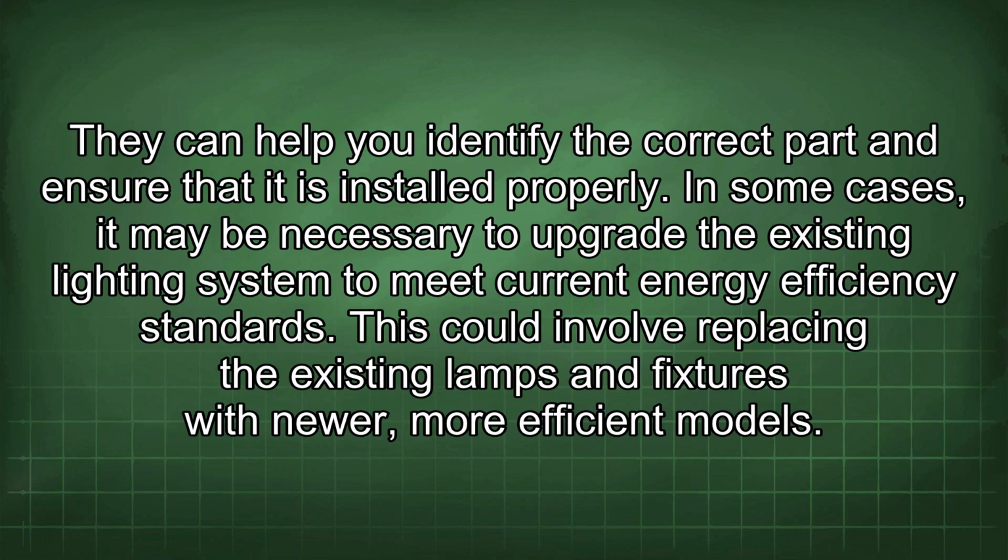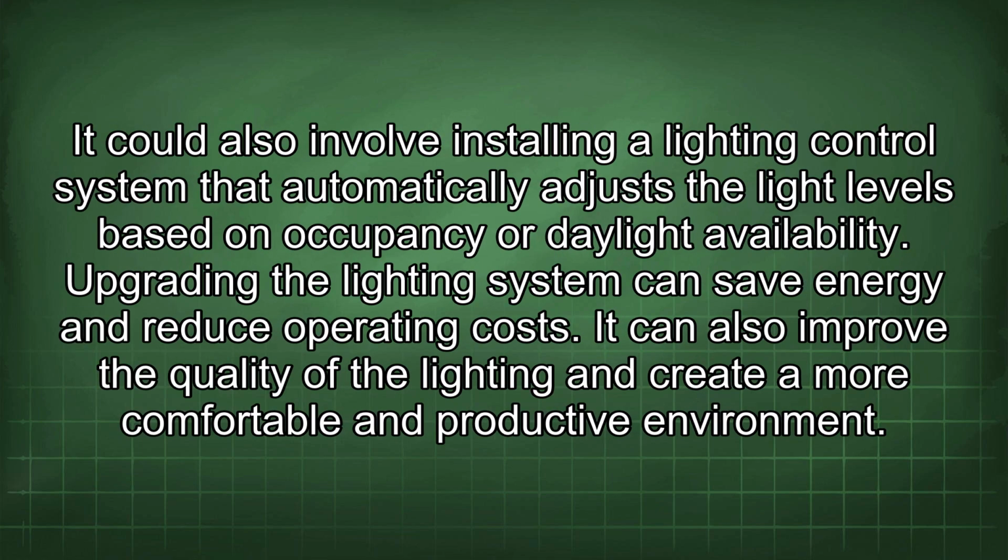This could involve replacing the existing lamps and fixtures with newer, more efficient models. It could also involve installing a lighting control system that automatically adjusts the light levels based on occupancy or daylight availability. Upgrading the lighting system can save energy and reduce operating costs. It can also improve the quality of the lighting and create a more comfortable and productive environment.